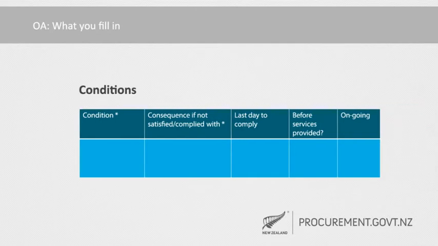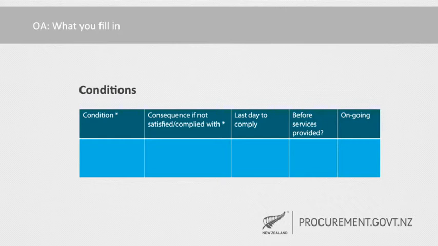We already saw that an example of a condition could be having CYF approval. You should only add any conditions that are absolutely necessary and critical to the successful delivery of the services. Making that assessment about what additional conditions are necessary should be informed by the use of the decision support tool.